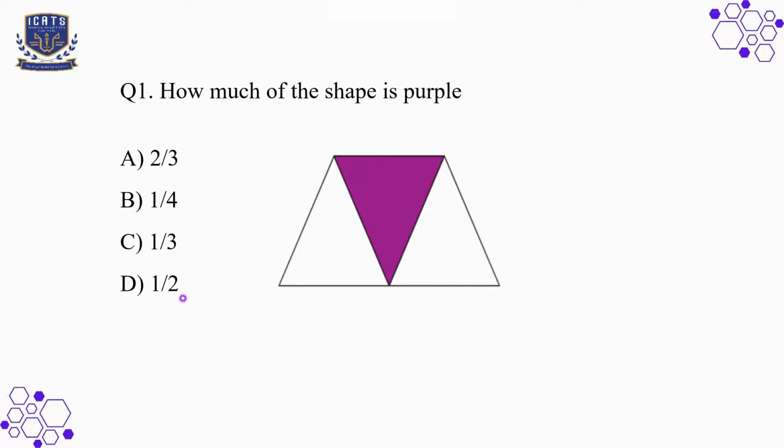So first of all, we will count the number of parts of the given shape. There are 1, 2 and 3 parts. It means the denominator is 3. So we can consider our option A and C. Now let's see how many parts are purple. It's only 1. So it means that our numerator is 1. So we will select option C here. Our fraction is 1 by 3.